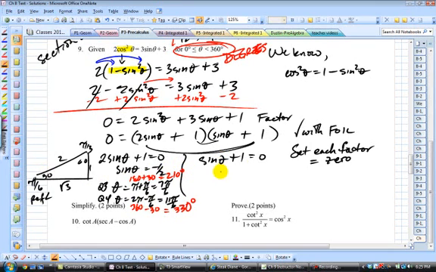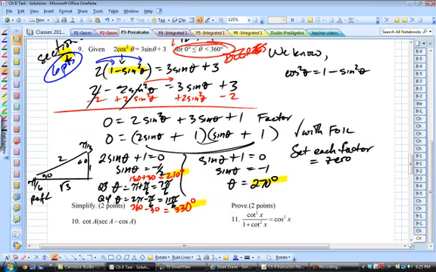And then here, sine theta equals negative 1, and that's at the bottom of the unit circle, and we know that's 270 degrees. So we have 3 answers here. We got this one, and this one. All right, and I made that 6 points. This is a 6-pointer. All right, it's a big problem there, guys.